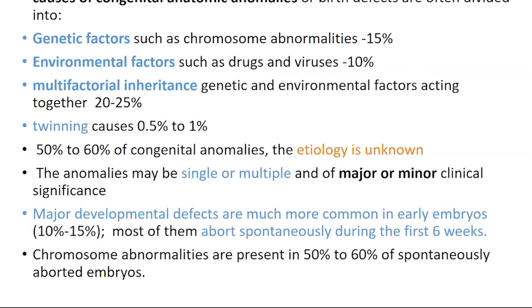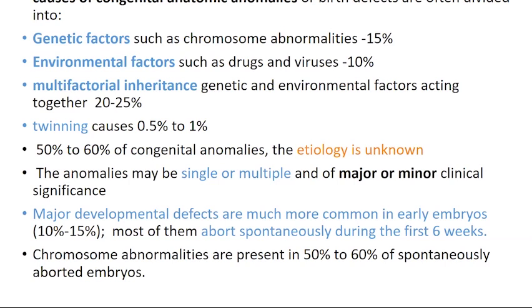There could be a genetic factor, such as a chromosome abnormality, which accounts for about 15%. Then there are abnormal environmental factors, maybe ultrasound rays, x-rays, other ultraviolet rays, certain drugs, or certain infections, that all affected the normal growth of the baby. That can lead to congenital anomalies, and about 10% of the anomalies are because of these environmental factors.